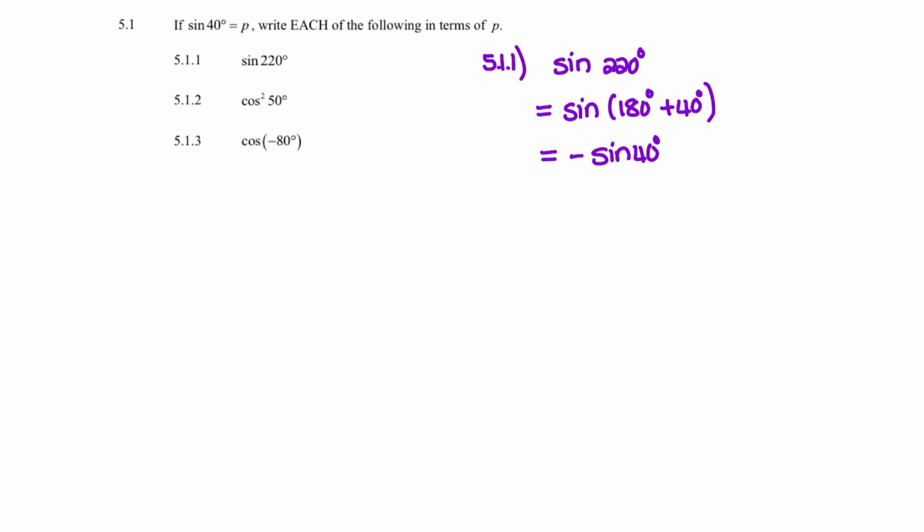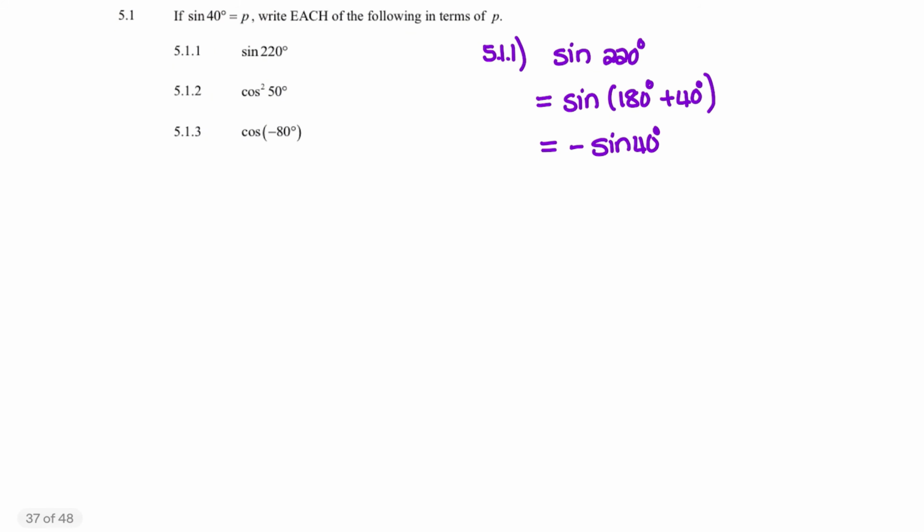Now in the question they said sine of 40 is equal to p. Therefore, the sine of 220 degrees is equal to negative p.